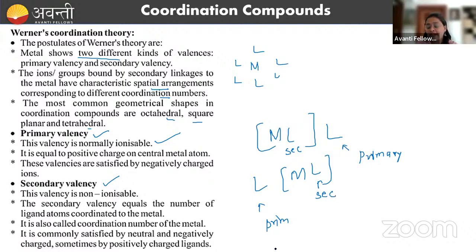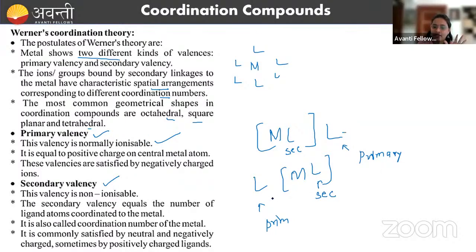So whatever the secondary valencies present in the given coordination complexes, they give the spatial arrangement, they give the structure to a given complex. Tetrahedral, octahedral, square planar, depending upon the number of ligands present. If there are 4, it can be tetrahedral or square planar. If there are 6 ligands, it will be octahedral. Right? So the primary valency I was talking about, they are ionizable.